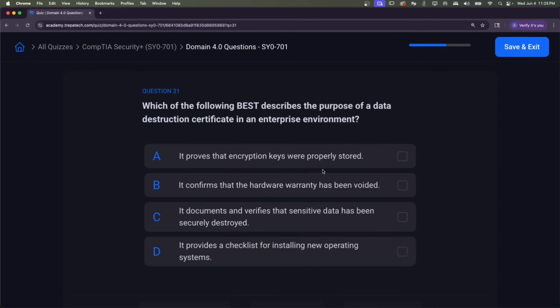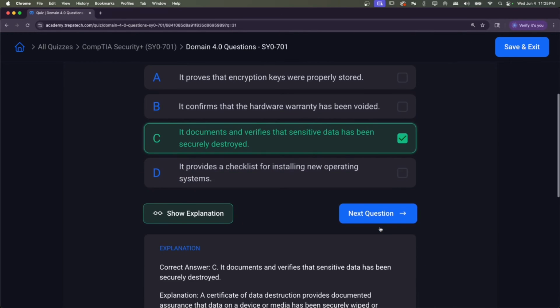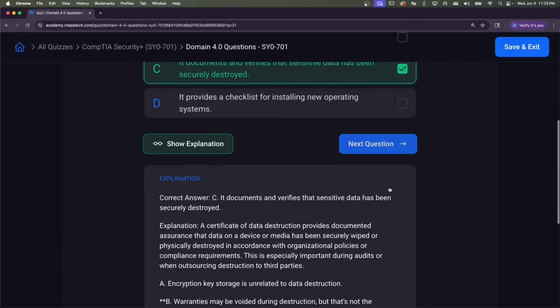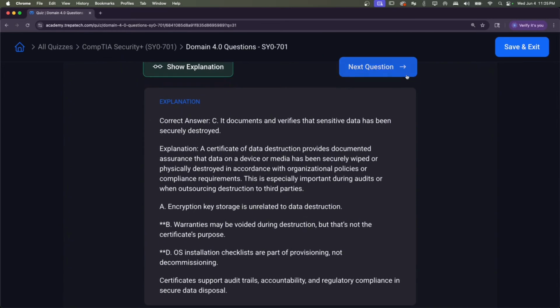Question 31. Which of the following best describes the purpose of a data destruction certificate in an enterprise environment? So, I mean, again, data destruction certificate, where are we getting this from? Is it something internal, something from an auditor? But essentially, it's just saying we did it. We destroyed the data correctly, and it's not there anymore. And we have proof. So we're going to go with C. It documents and verifies that sensitive data has been securely destroyed.